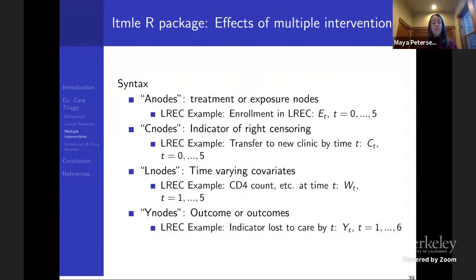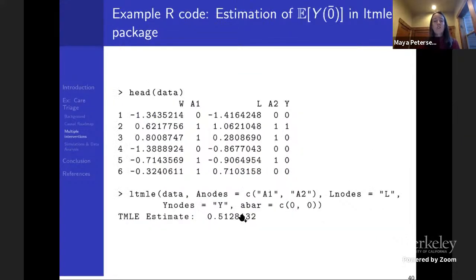So this is also implemented in the LTMLE package, where we have some A nodes, or intervention nodes, C nodes to indicate right censoring, L nodes, which in the package syntax are used for time-varying covariates, and Y nodes for outcomes. And so this is just to show you can use that same call now for longitudinal interventions. So here we're saying now we want to intervene at 2 time points, A1 and A2. And the intervention we want to do is to set them both to 0.